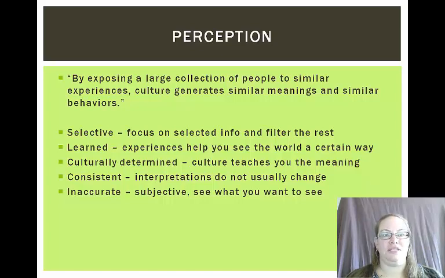Okay, the definition from the textbook, or some information about perception, says by exposing a large collection of people to similar experiences, culture generates similar meanings and similar behaviors. There are 5 things that the textbook identifies as being key to developing our cultural values. The first thing is selectivity.